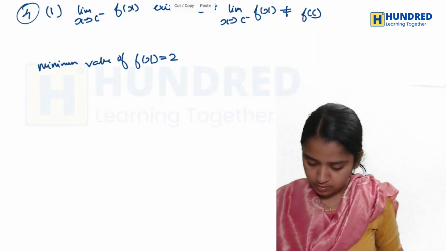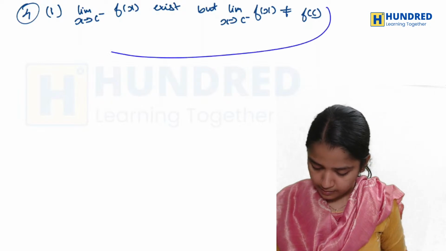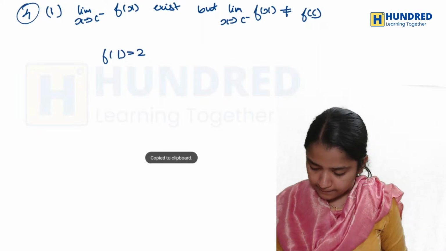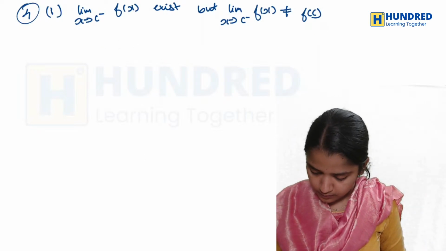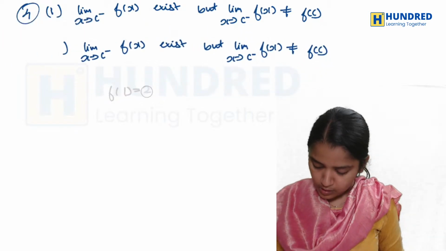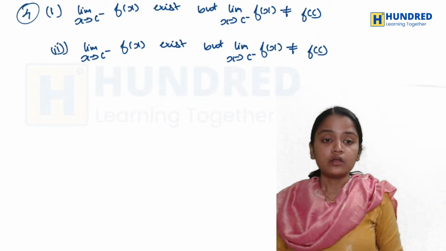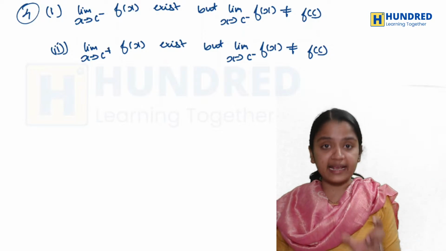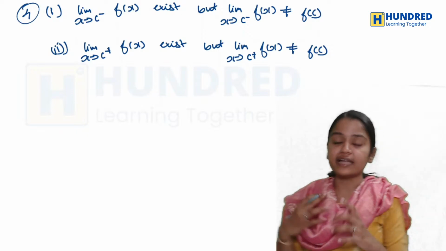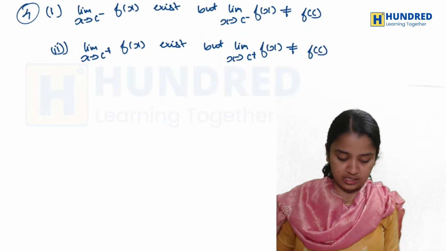Same way, for the next one, the limit as x tends to c plus exists, but your limit value does not equal your function value.